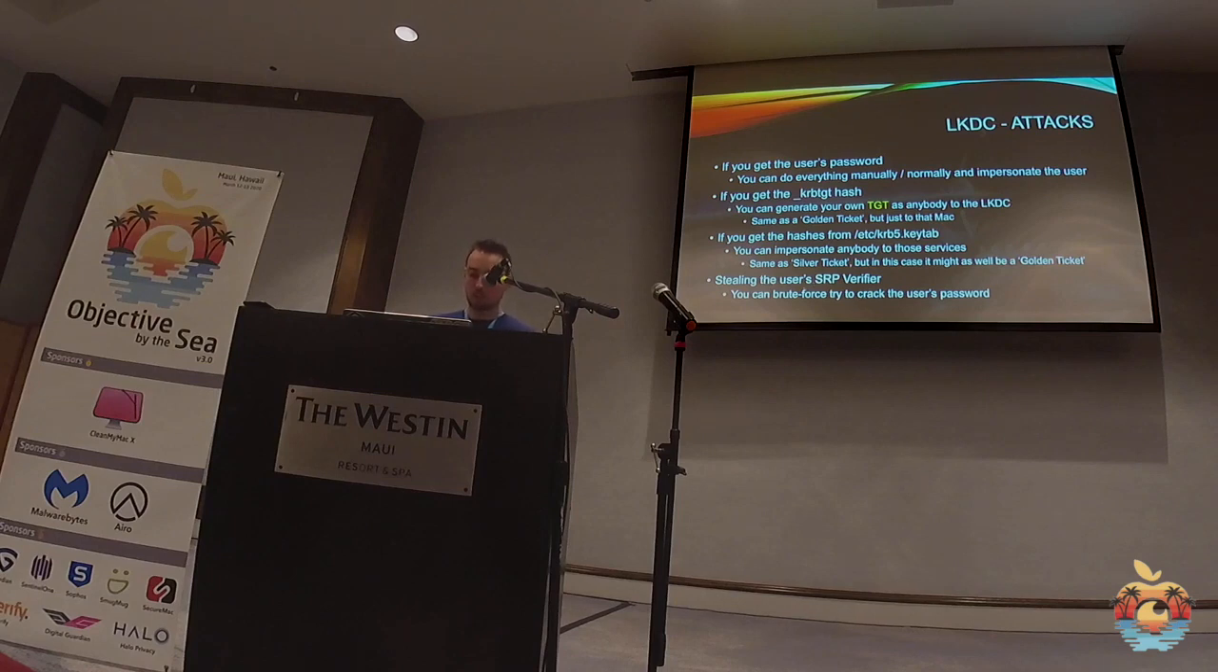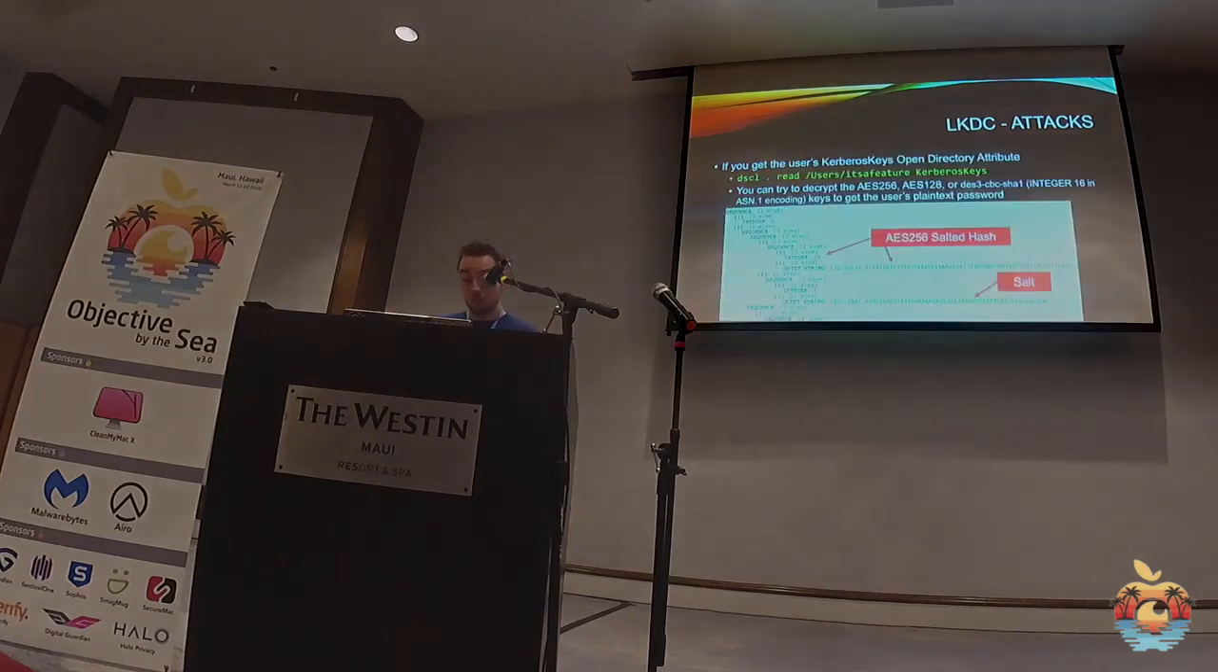And if you're able to steal the user's SRP verifier, that big blob I showed in the shadow hash data, you can also use that to crack the user's password. Additionally, if you go for the user and read their Kerberos keys, you can get this either with DSCL or Orchard to pull out this attribute.